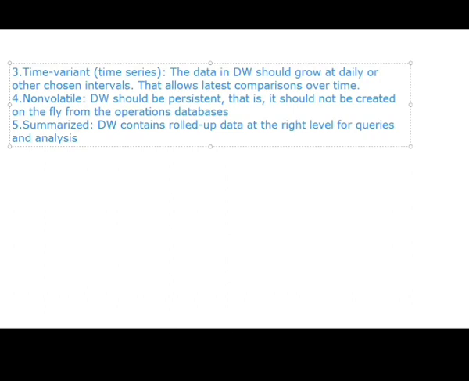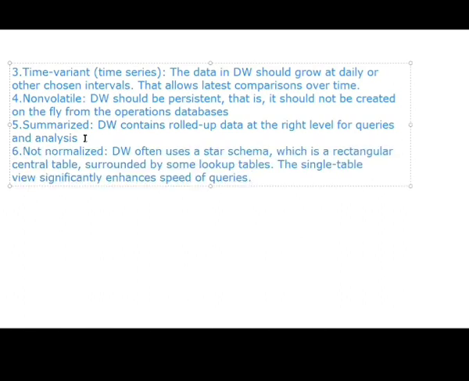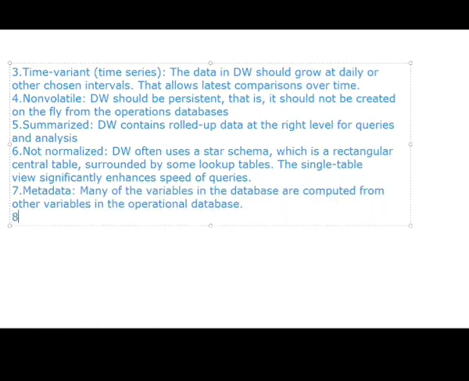A data warehouse contains rolled up data at the right level for queries and analysis. So a data warehouse is represented using a multi-dimensional model which can be helpful for analysis. The sixth characteristic is not normalized. A data warehouse often uses a star schema, which is a rectangular central table surrounded by different lookup tables. This can enhance the speed of execution of queries.